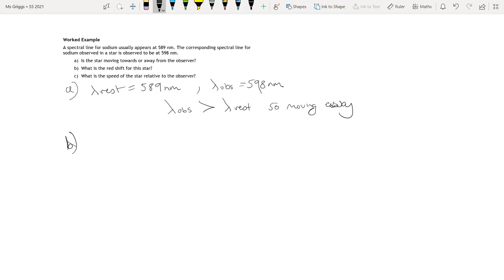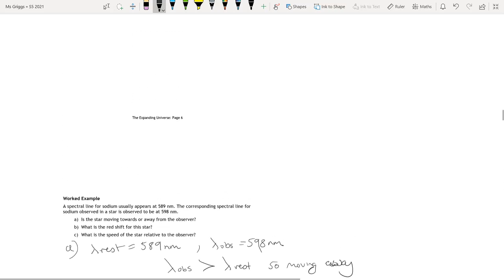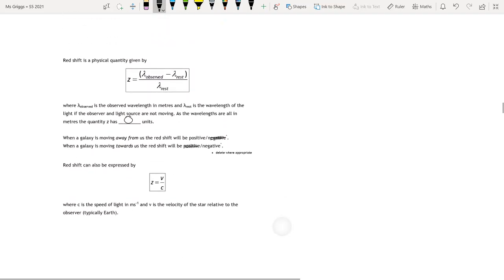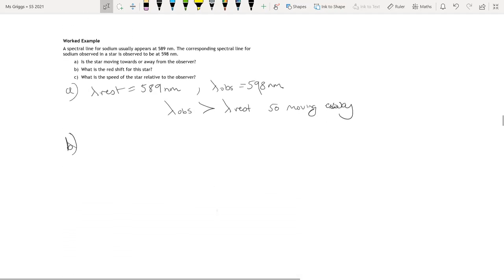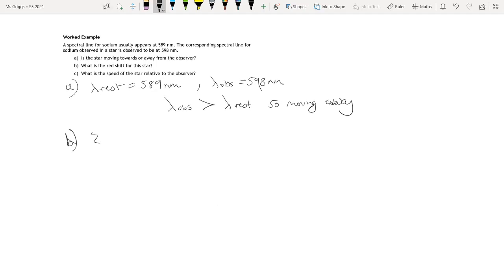What is the redshift for this star? Okay, so we know two equations for redshift. We've got the two above here. So observed minus rest wavelength divided by rest wavelength, or v over c. Since we haven't been given any speeds, we're going to use the top one. So redshift is observed wavelength minus rest wavelength divided by rest wavelength.